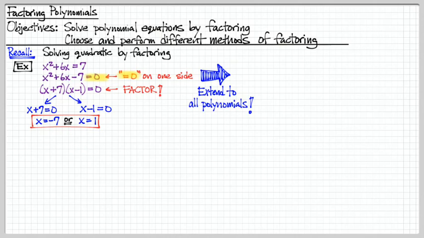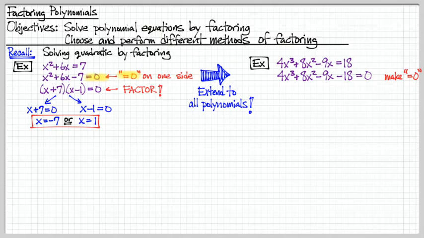Now, with polynomials, it extends. The same concept extends up. So let's look at a cubic polynomial. We have equals 18 on one side. Get rid of it. Make it equal to 0. There we go. And so now we have this polynomial.